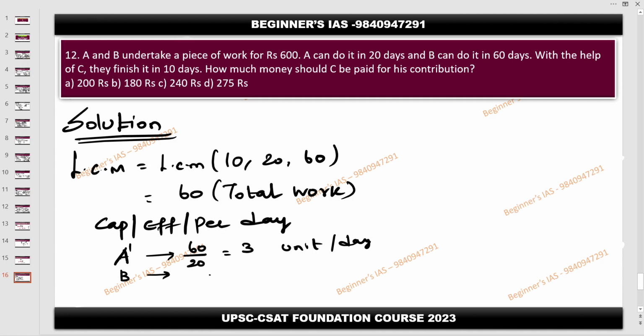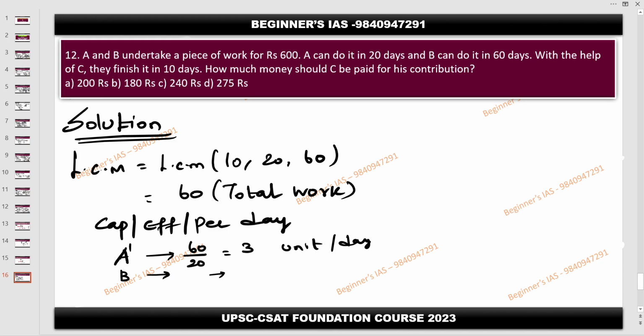So directly we write 60 by 60 for B's capacity. Sir, A can be on the 60 days? Listen. Sorry. So here I have taken 10. Okay, 10 means C's work capacity? No, not C's. With the help of C, they can finish, which means all the 3 persons. Understood?